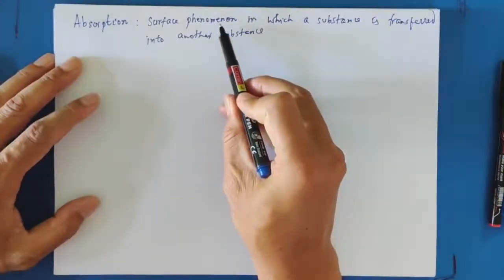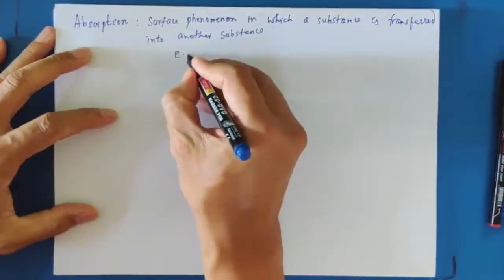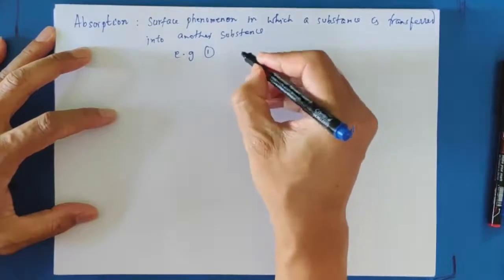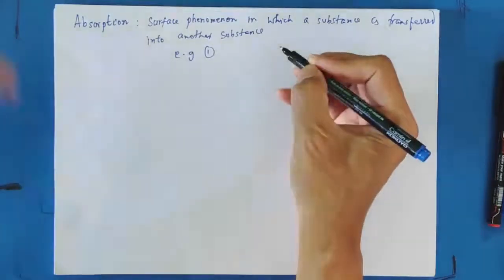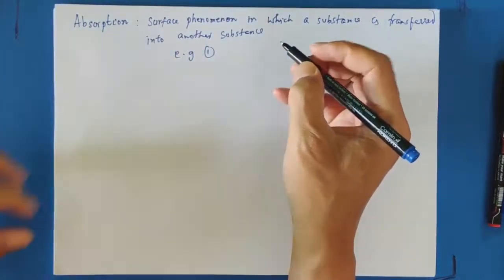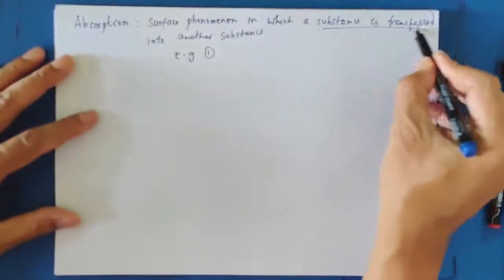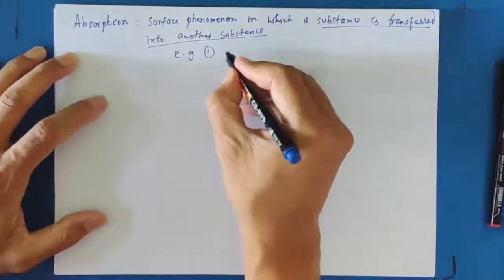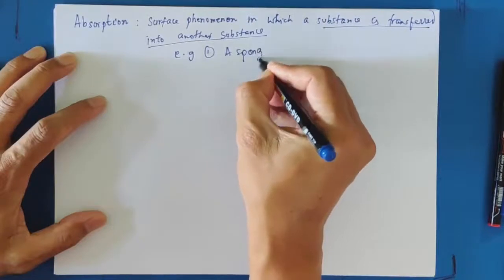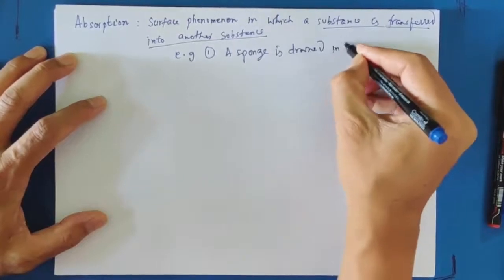Okay, example: suppose you take a sponge and put it in water. Water goes into the sponge, so a substance is transferred into another substance. This is called absorption. Example: a sponge is drawn into water.